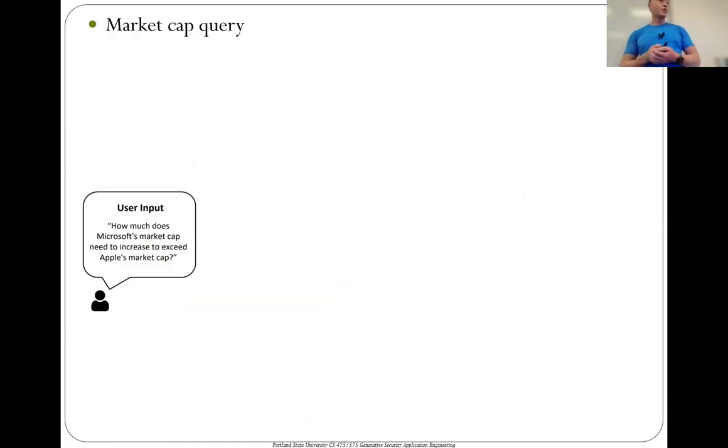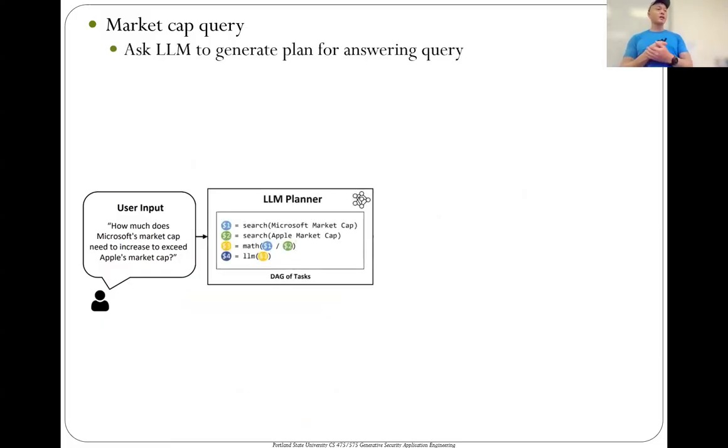Okay, so this is the example that they give. I want to do a market cap query, and it says, how much does Microsoft's market cap need to increase in order to exceed Apple's market cap? So then the compiler says, well, I need these tasks: search the internet for Microsoft's market cap, search it for Apple's, do some math, and then send the result to the LLM. So 1, 2, 3, and 4, and that's the DAG.